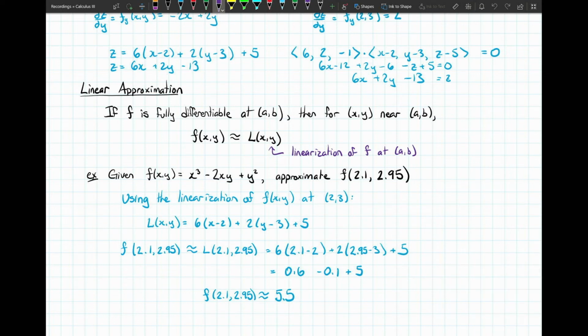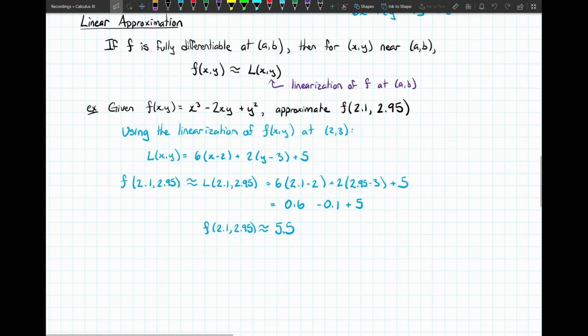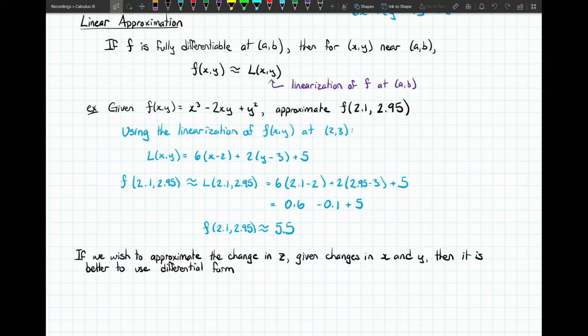Now, another application that follows from linear approximation that I typically find might be a little bit more useful is, rather than estimating the value of f at a nearby point, we might just want to approximate the change in f. Or let's say that we want to approximate the change in z given small changes in x and y. In that case, instead of using this linearization function, we use something called differential form. Now it kind of comes from linearization, so let's start there.